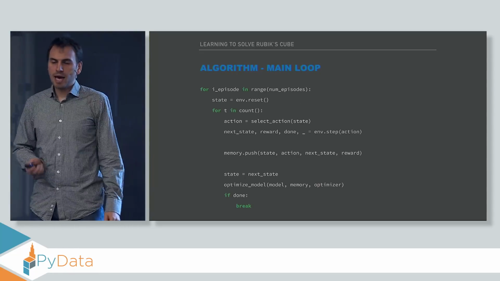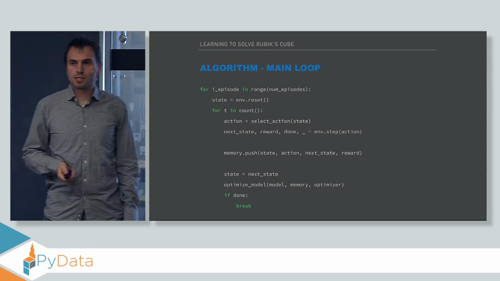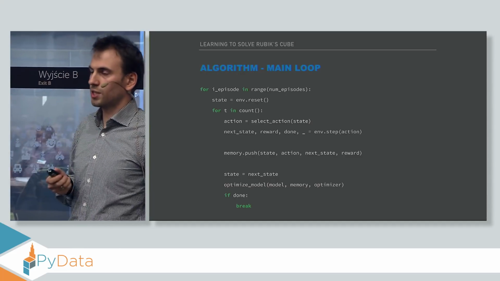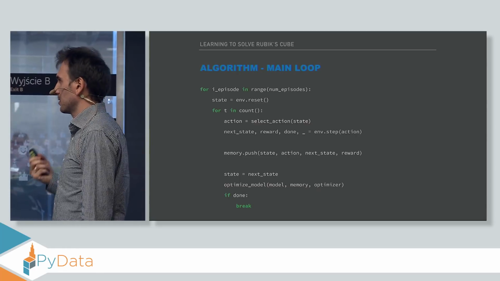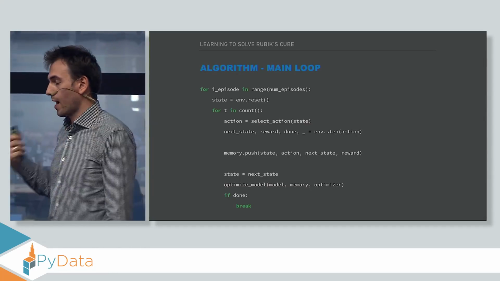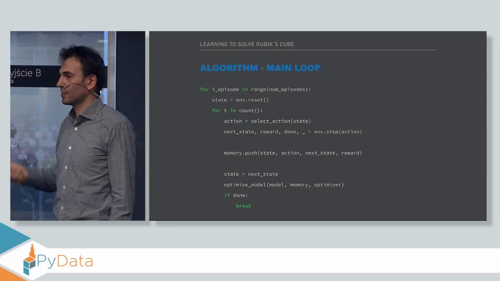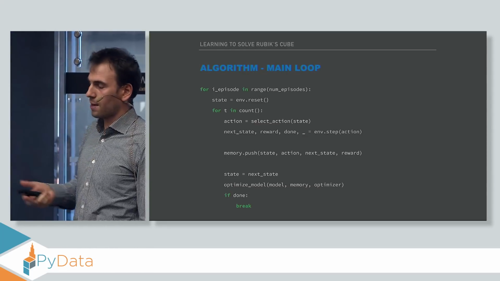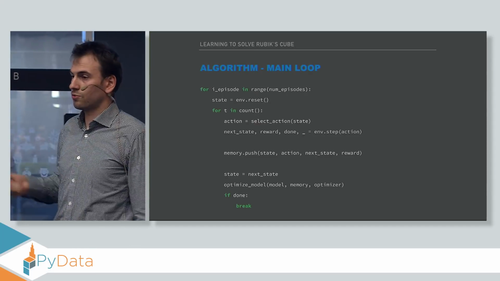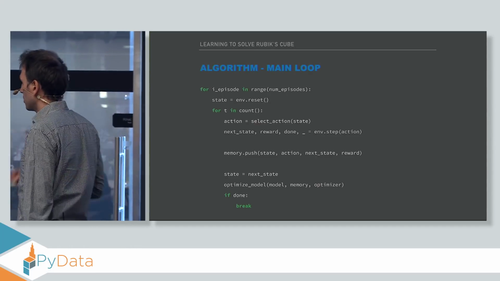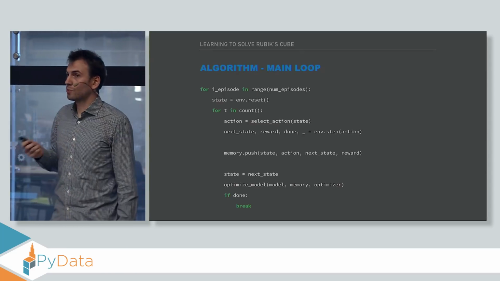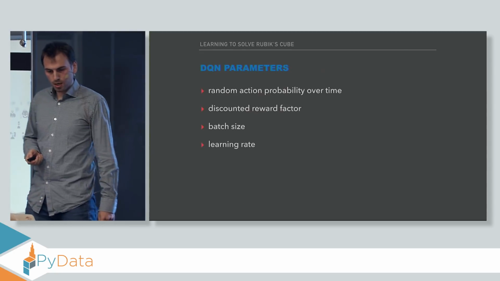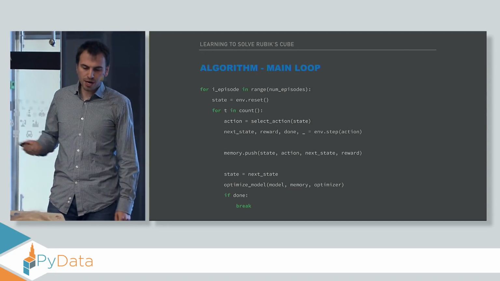The main loop of the algorithm is: I have some starting state. I reset the environment. I get the state. I choose the action. I have the next state, the reward, and I know if the game has finished. I will push this transition to memory. I will change the state, and I will optimize the model. That's how I train the network.